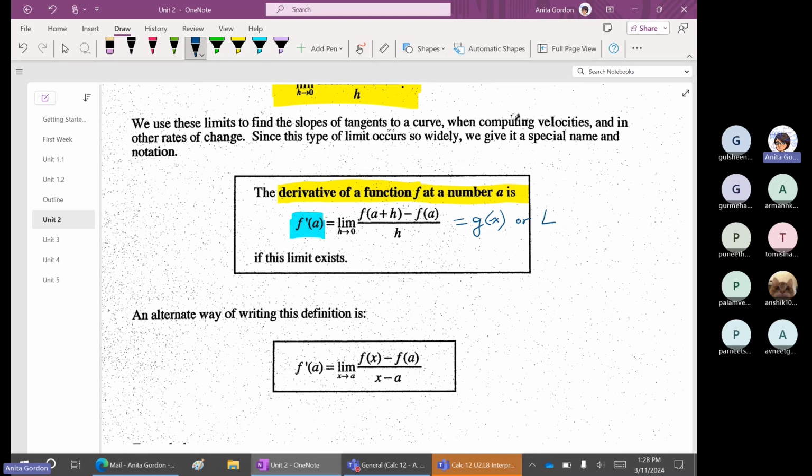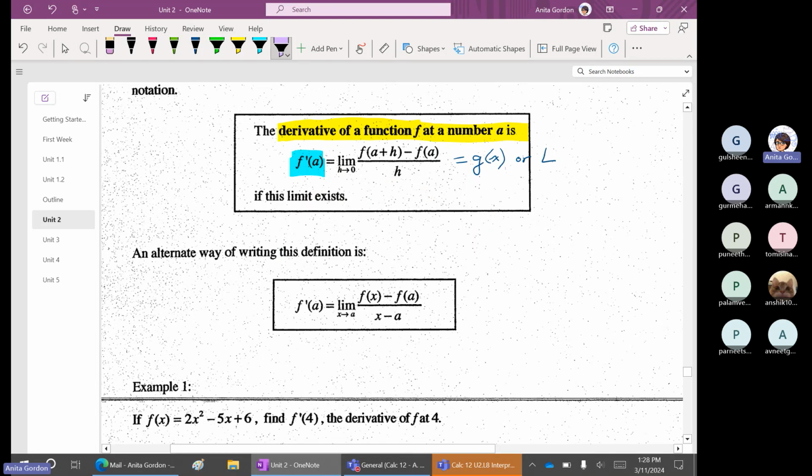An alternative way of writing this, we saw this a couple of lessons ago. We can look at a general x away from a general point of interest A, or we can look at a small distance h away from a point of interest A. Either one of these work. They all mean the same thing. This is just a new notation.